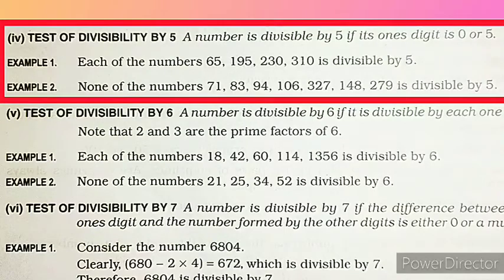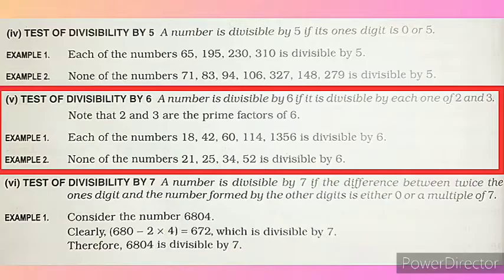But none of the numbers 71, 83, 94, 106, 327, etc. is divisible by 5. Why? Because their last digit, the ones place digit, is neither 5 nor 0. Understand? Now come to the test of divisibility by 6.